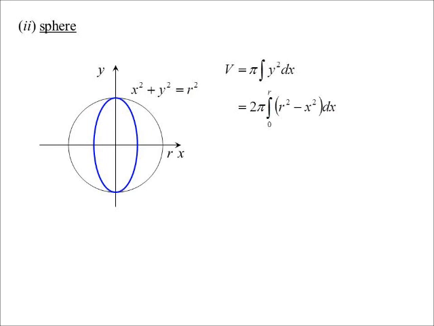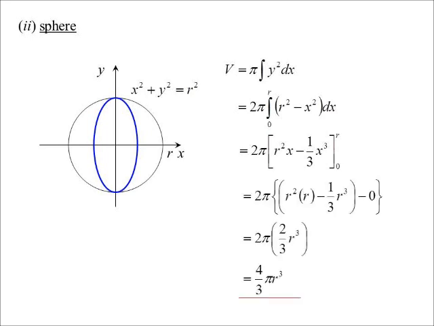Well, x squared plus y squared is r squared, so I can rearrange that and get y squared the subject straight away. So we're just going to integrate r squared minus x squared. I'm going to take advantage of the symmetry and say it's twice from 0 to r. Okay, so r squared x minus 1/3 x cubed. Substitute in r, and this one drops out a lot nicer than the cone.